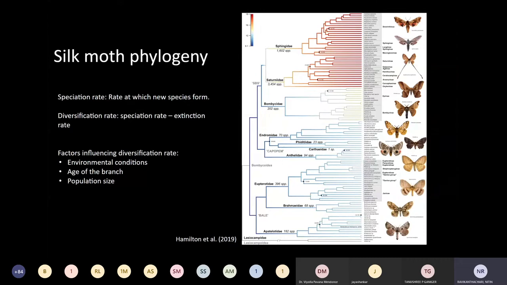Whereas if you have very varied environmental conditions, like we have in India, the Western Ghats is completely different compared to the Deccan Plateau, compared to the plains of North India, compared to the Northeast, and compared to the Himalayas. So different kinds of environments give rise to different kinds of adaptations.